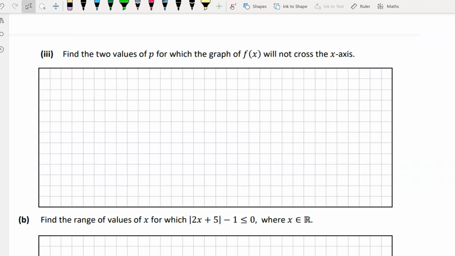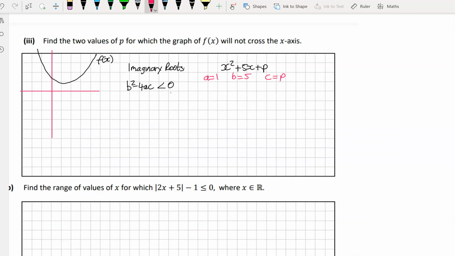Part 3. Find the two values of p for which the graph f of x will not cut the x-axis. If it does not cross the x-axis, then it cannot have real roots. Therefore, the roots must be imaginary. If the roots are imaginary, then the discriminant, b squared minus 4ac, must be less than 0.